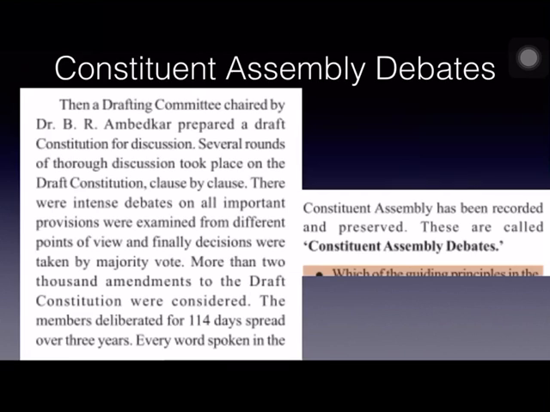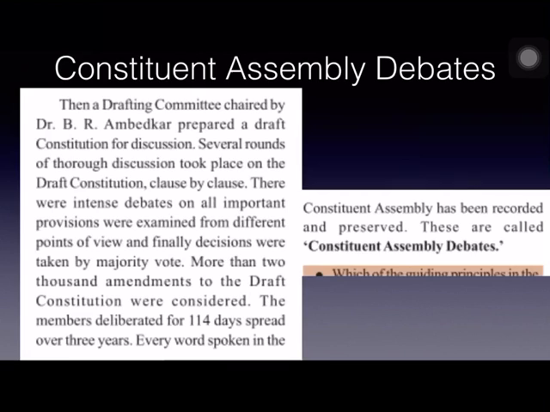And the framers of the Indian Constitution studied the constitutions of all the countries and adopted many features from other countries' constitutions. For example, the parliamentary form of democracy was adopted from England, and emergency powers were adopted from Germany. Like that, different features from different countries' constitutions were adopted in our constitution. A thorough discussion took place on each and every issue in several rounds, clause by clause. And there were many debates on many important provisions, and then the final decision was taken by majority vote.